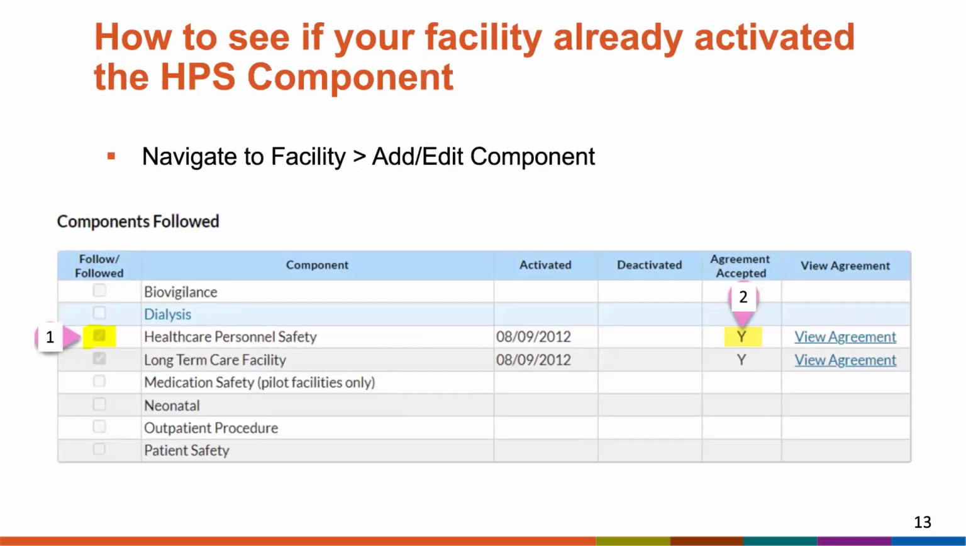Please note that you only need to activate the HPS component once. To see if your facility has activated the HPS component, navigate to Facility, Add Edit Component, and see if the box next to Healthcare Personnel Safety is checked, as shown next to the letter A on this screenshot. If it is, then the component has already been activated. If the facility administrator has also accepted the agreement to participate and consent, as shown by the 2 here, you are ready to report annual flu data.